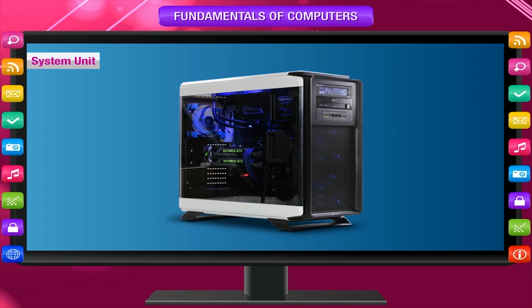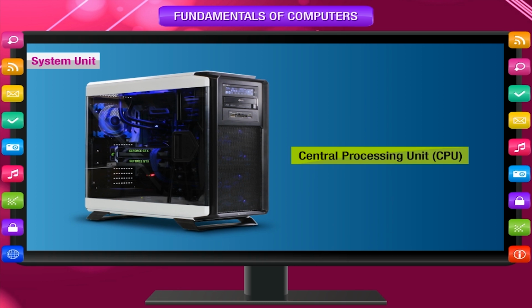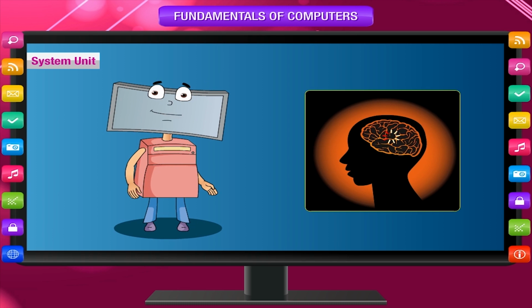System unit. The system unit is the most important part of the computer. It has a main component called microprocessor or central processing unit, CPU. CPU manages all the activities of the computer. All other parts are connected to the system unit through wires and cables. The actual processing is done within this unit only. That is why it is called the brain of the computer.